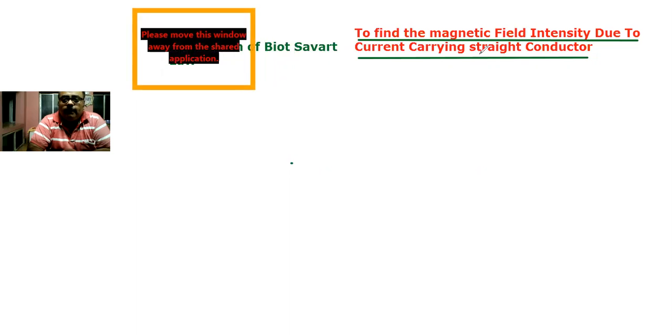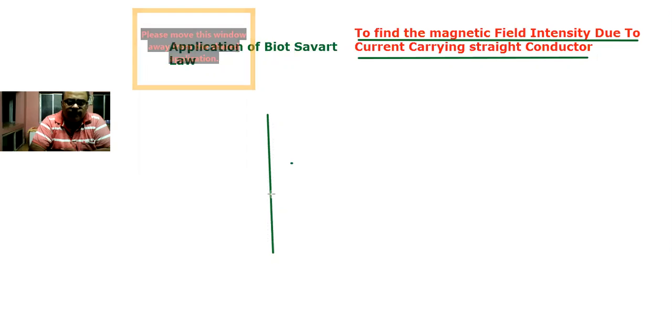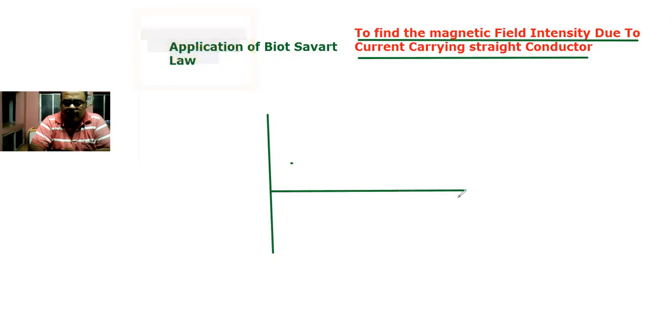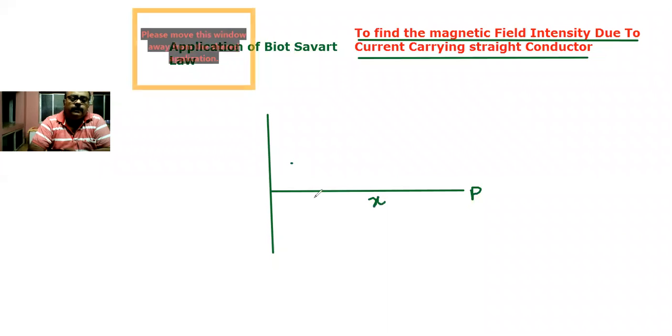Here we'll find the magnetic field intensity due to a current carrying straight conductor. So let me consider a current carrying conductor like this. Over here, we'll try to find out the magnetic field intensity due to this current carrying conductor at a point P, which is at a distance, suppose x, from this. And the current flowing is suppose I.